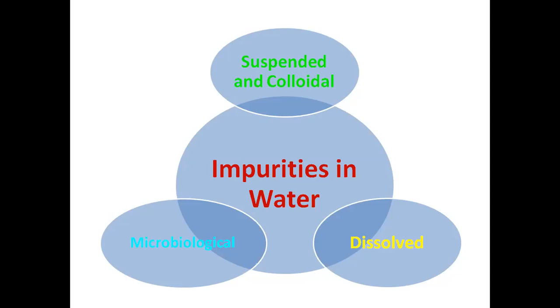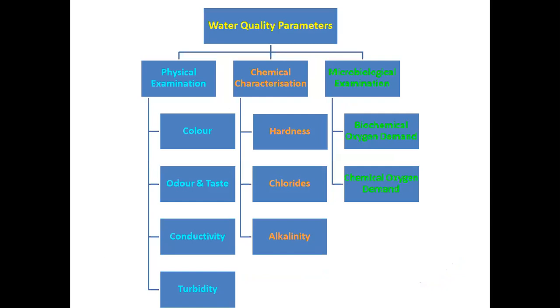Now, what happens when these impurities are there in the water? Let's see. The next slide shows water quality parameters. Basically, there are three parameters: physical parameters, then chemical parameters, and then biological parameters or biological impurities. Parameters or impurities we can call alternatively. Okay, so physical properties or physical parameters, physical impurities.